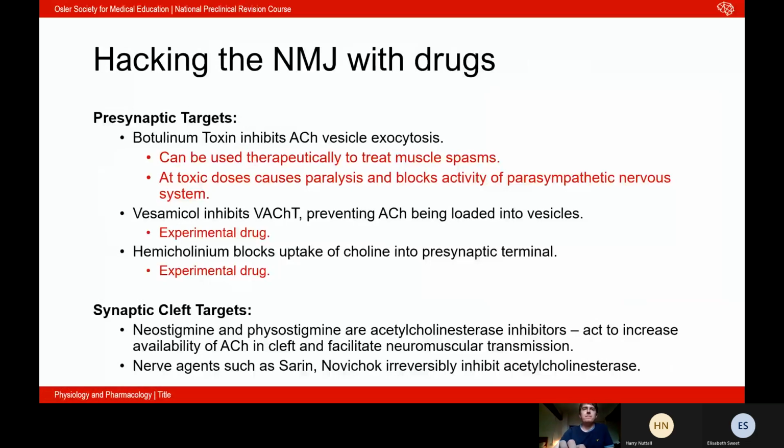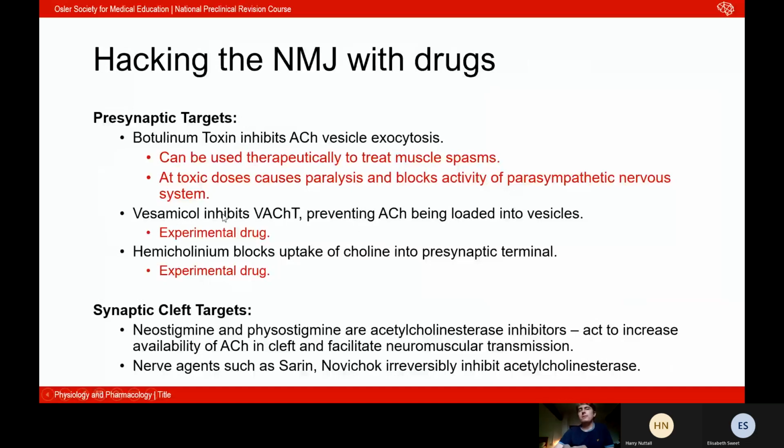It's going to stop breathing, but it's going to stop muscular transmission where it's necessary. And also, acetylcholine is important in the parasympathetic nervous system, so we see parasympathetic effects as well.